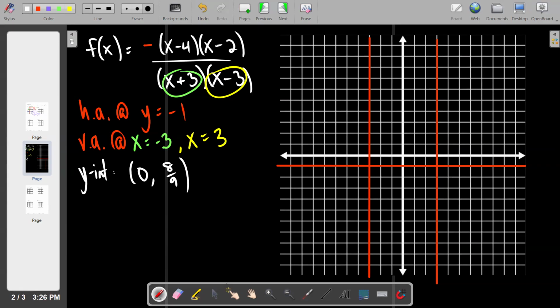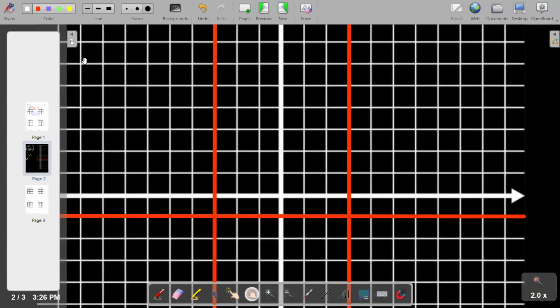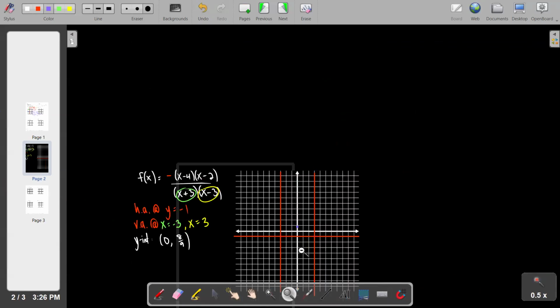So I can go to my graph right now and go to 0 and go up 8/9 of the way to 1. And this is really valuable information, because later when we're trying to build a graph, having that point might make the difference between does the graph look like this or does it look like this? Oops, too far.